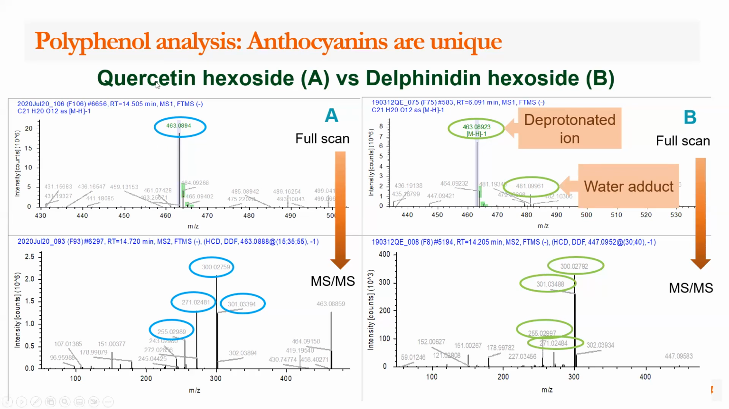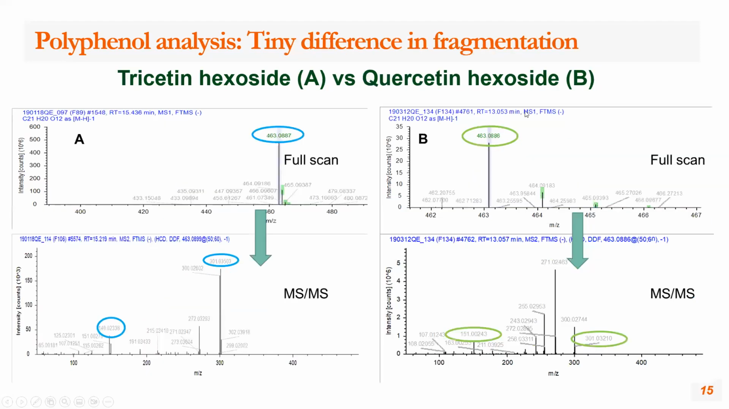But for a flavonol like quercetin, this water adduct is not there. And if we fragment those two compounds, as you see, they have almost the same puzzle pieces. So this is a major characteristic to differentiate these two compounds from each other.